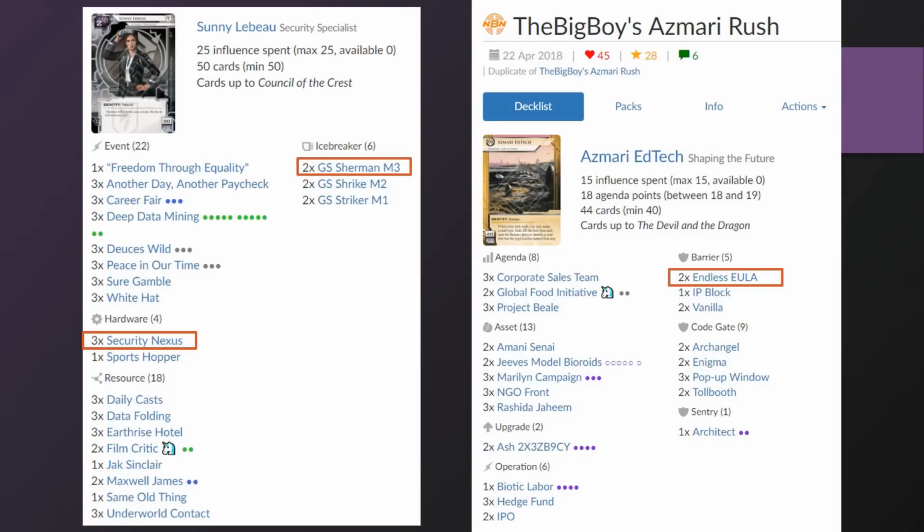Then we have White Hat, which is a trace-based card that synergizes well with our high base link, as well as the link provided by Maxwell James, Hopper, and Security Nexus. Well, guess what? Big Boy's deck also runs a fair number of tracers in Amani Senai and Ash. So those are cards that we have to worry about. Well, we don't have to worry that much about. Let's see how this interesting matchup plays out.